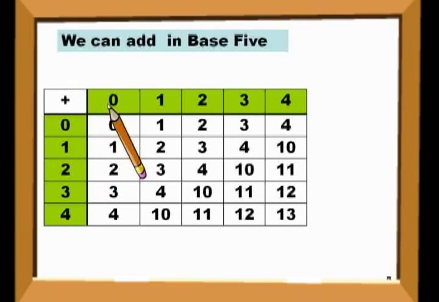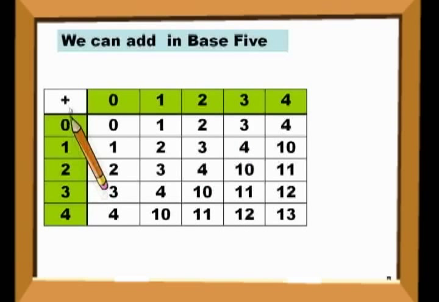We can add in base 5 too. A 0 added to a 0 is a 0. A 0 added to a 1 is a 1. A 0 added to a 2 is a 2. And of course, if we add 0 to 3, we get 3, and the same goes for the 4.